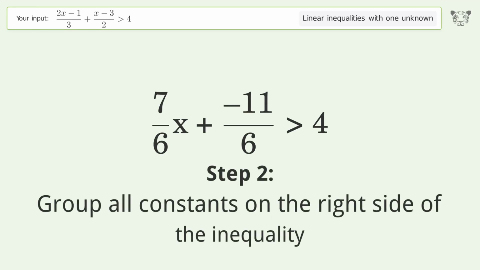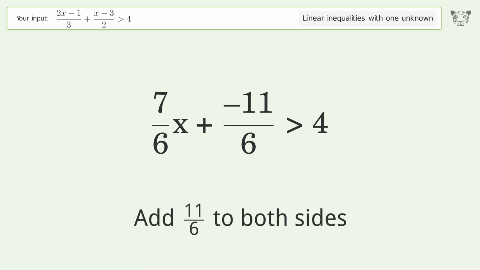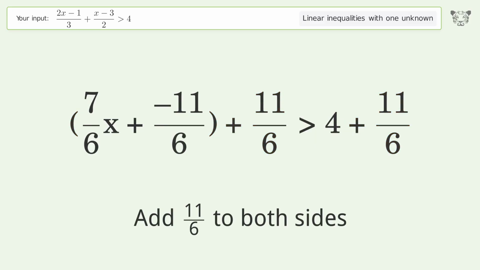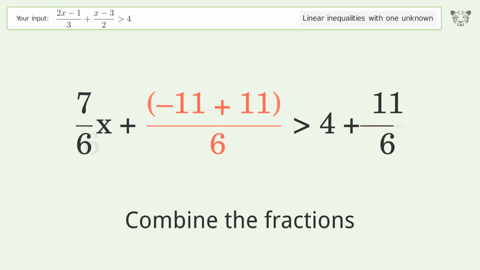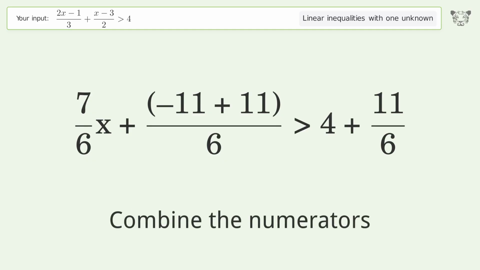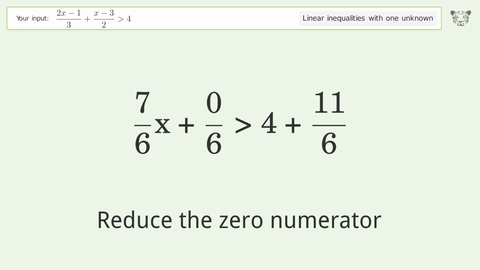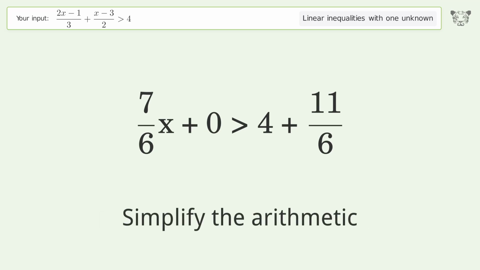Group all constants on the right side of the inequality. Add 11/6 to both sides. Combine the fractions. Combine the numerators. Reduce the zero numerator. Simplify the arithmetic.